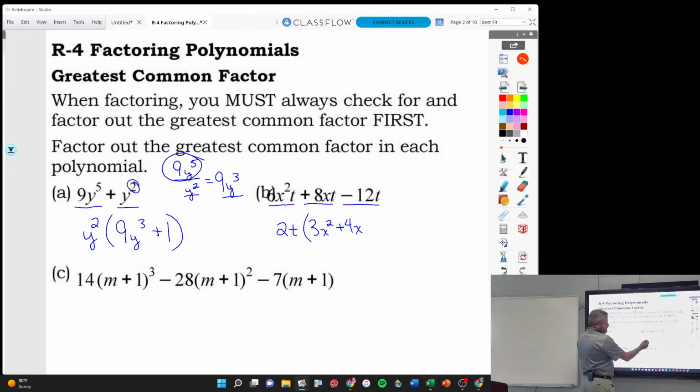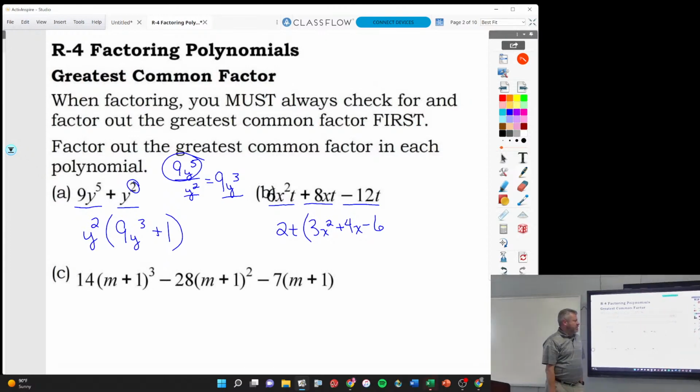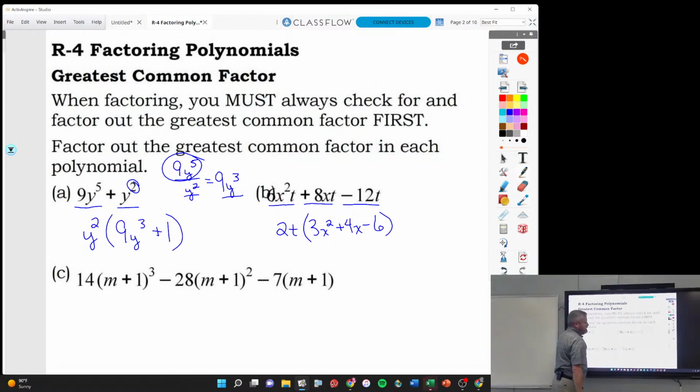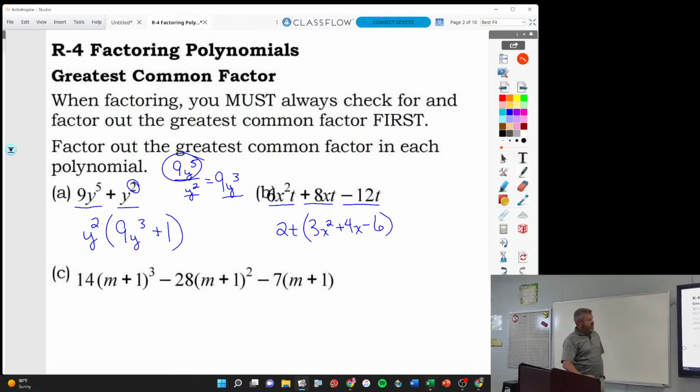Last term. I have a negative 12t. So how do I take 2 times what number will give me that minus 12? Well, of course, 2 times a minus 6 is minus 12. And then t divided by t is 1. And folks, there it is. I have factored out a 2t. 2t was the greatest common factor.